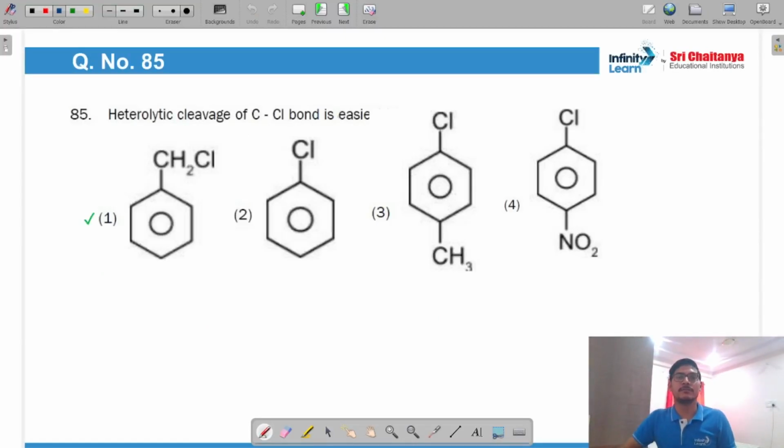Heterolytic cleavage of the C-Cl bond is easiest in which case? In this case, because the cleavage would produce a benzyl carbocation, which is highly stable, right? In other cases, it is a phenyl cation, which is not stable.